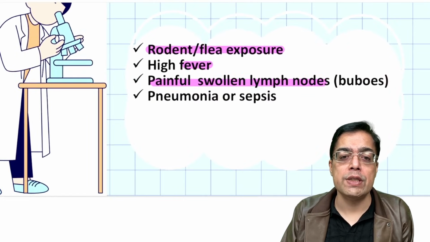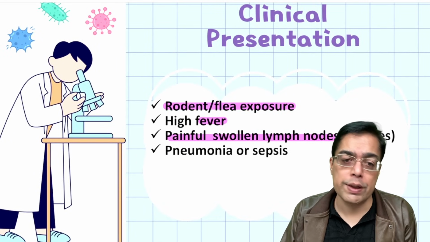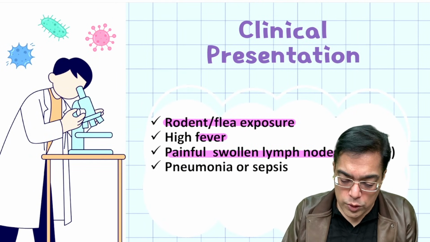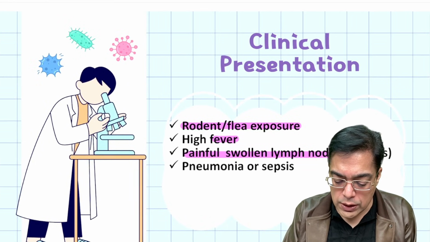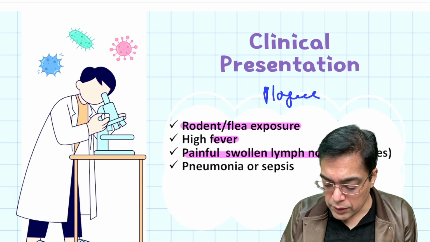I hope most of you can see them over here. And the problem with this condition is that the patient can have a complication. This can progress to something like pneumonia or sepsis. So of course, what I'm talking about over here is an example of a condition. If you got the hint, I'm talking about an example of a condition that is given the name of plague.